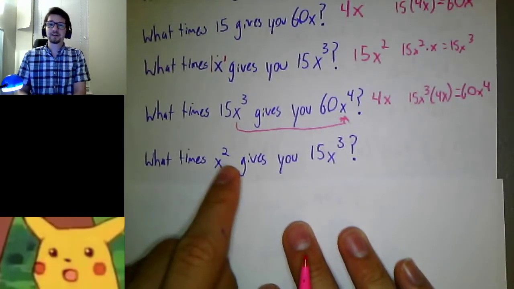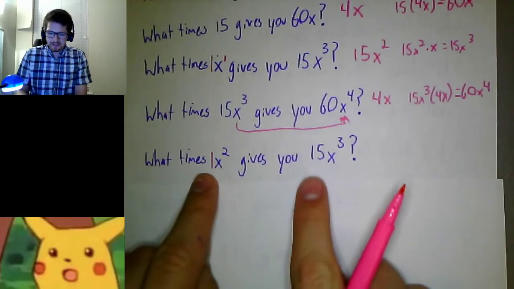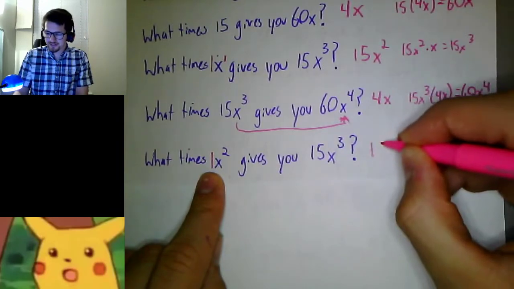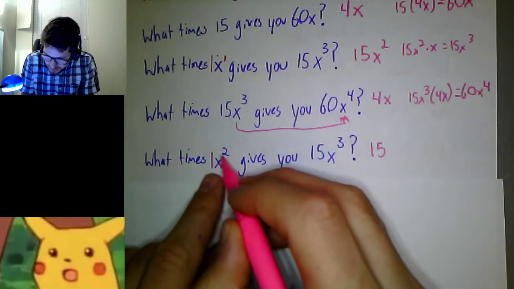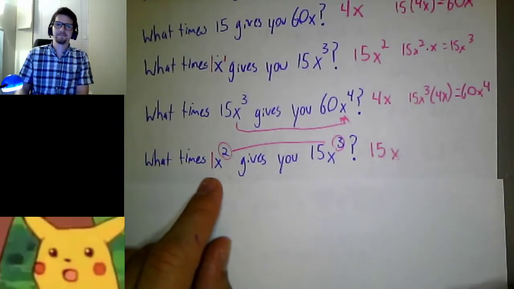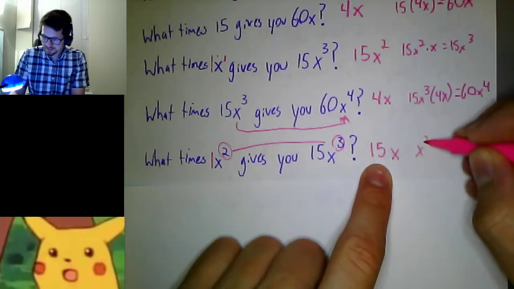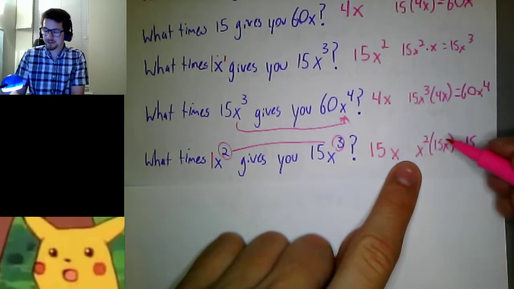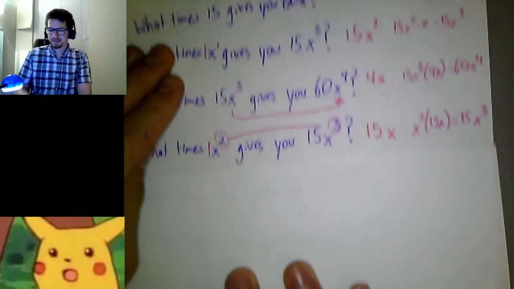What times x squared gives you 15x cubed? I have my understood 1. 1 times what would give me 15? 1 times 15 gives me 15. X squared times what would give me x cubed? I'm going from a 2 to a 3. That's only 1 apart, so I only need 1x. And that should work in reverse. 15x times x squared, I add the exponents, 2 plus 1 is 3. Yeah, correct. I'm checking my work. You don't have to. I'm not asking you to do that.